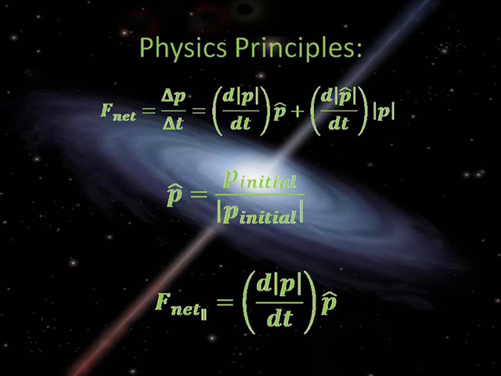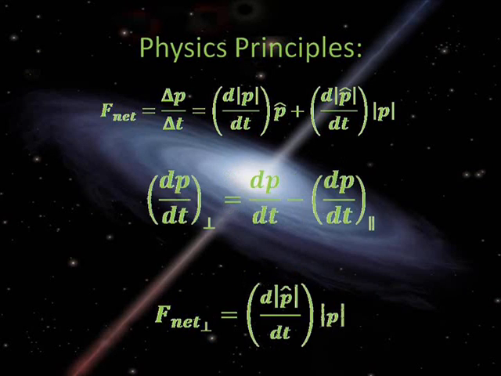To find F net parallel, I found that p hat is equal to p initial divided by the magnitude of p initial. In the end, the parallel force was found to be equal to dp dt parallel equals d magnitude of p over dt times p hat. To calculate the perpendicular force, I used dp dt perpendicular to be equal to dp dt minus dp dt parallel.